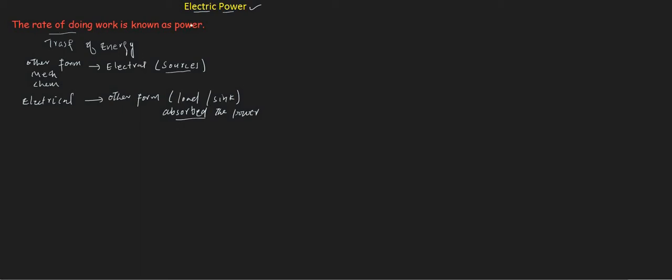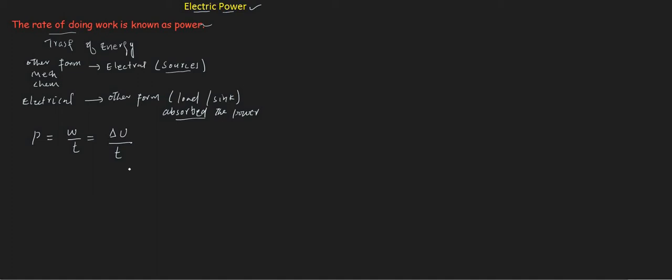So from this general definition, we can write the equation of power as equal to the rate of doing work, and this work done is basically the transfer of energy, which we represent by del U, divided by time T. The transfer of energy per unit time is called power.